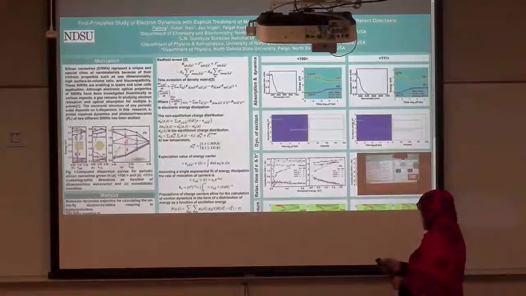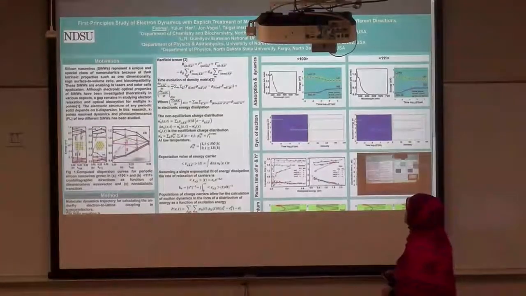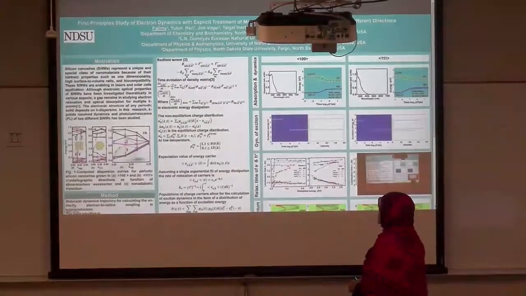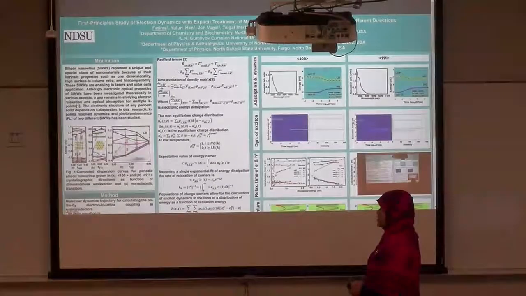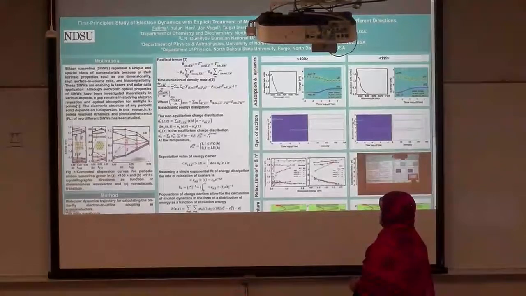And one can derive the Redfield tensor from the rates of transitions. Here is the time evolution of the density matrix, which describes energy dissipation. And the last term is the electron energy dissipation term. See, here you have for the Redfield tensor, it's the right amount.